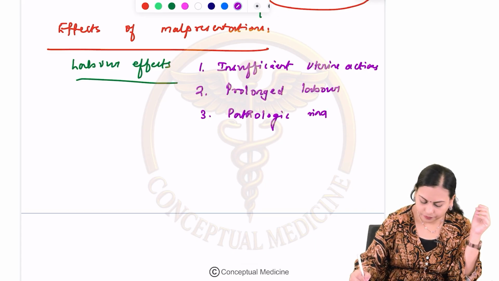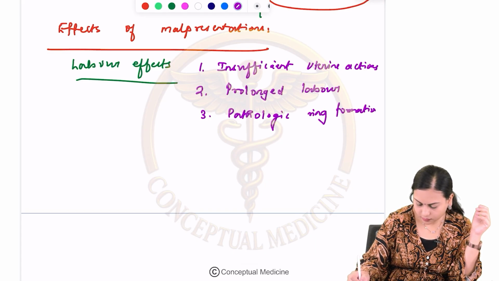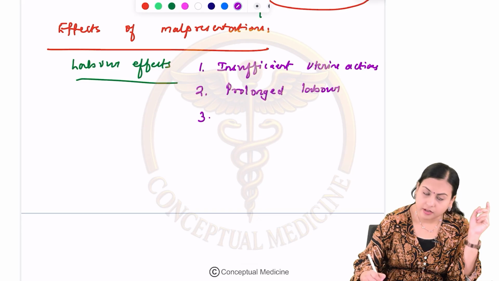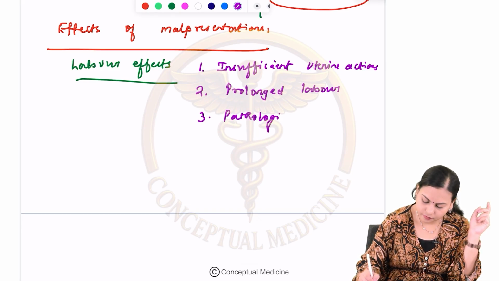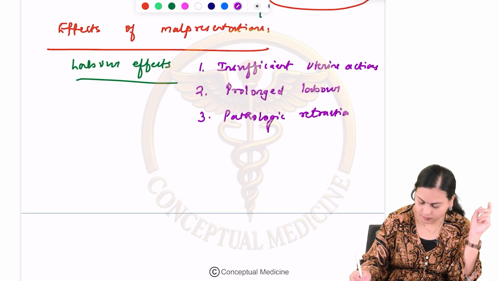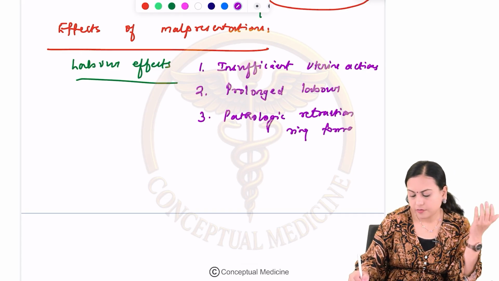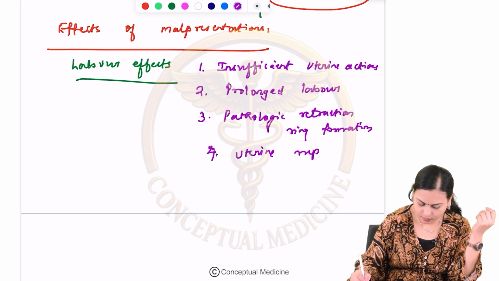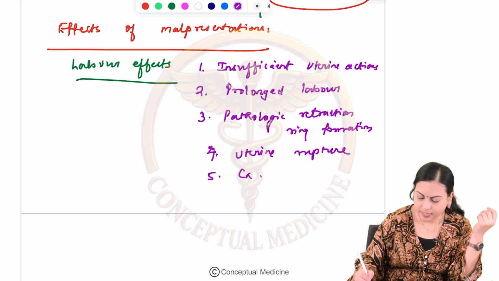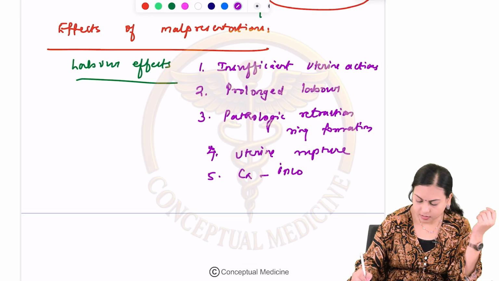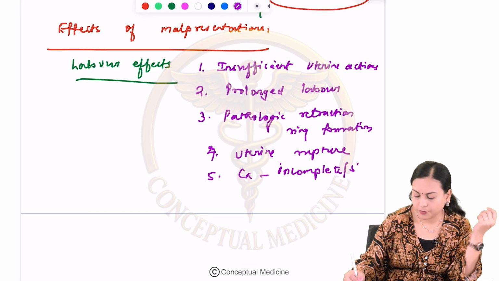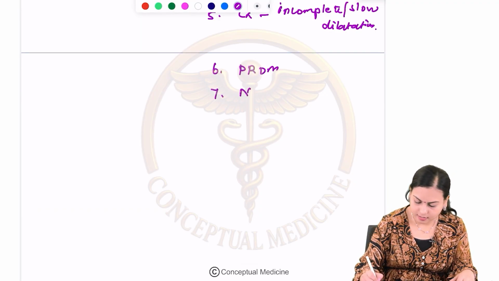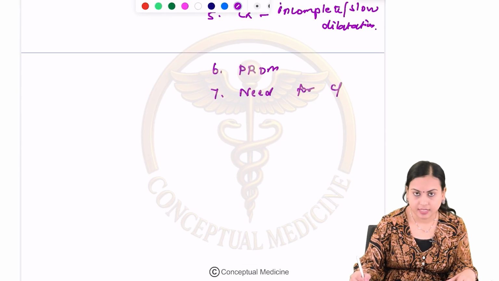Pathologic retraction ring formation. And when this is formed, there can be even a chance of uterine rupture, or cervical dilatation can be incomplete or even slow. Sometimes they can even lead to premature rupture of membranes, and there can be a need for cesarean section as well, right?